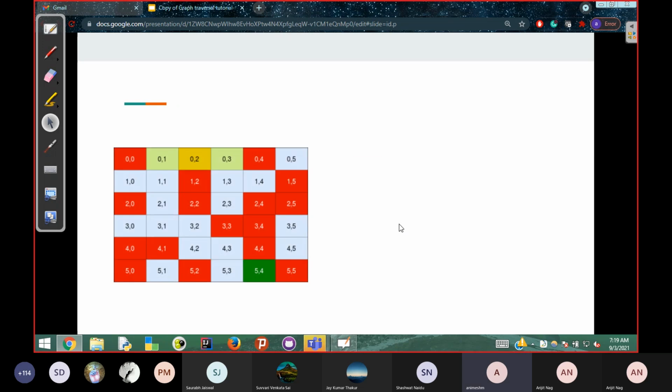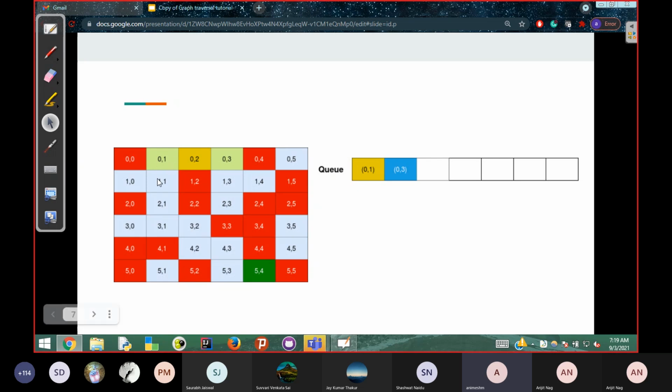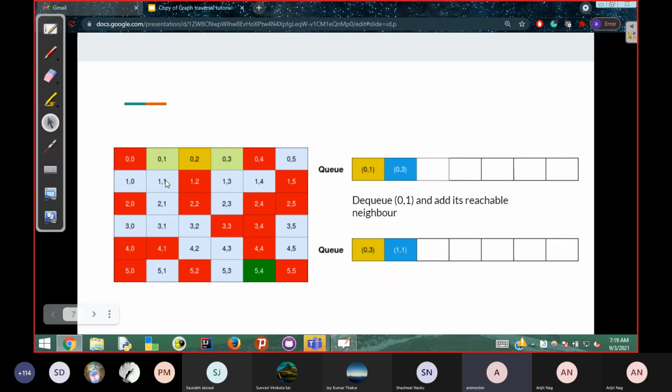So what will be the next step? We need to dequeue the front element, which is 0 1, and look at its neighbors. 0 1 has neighbors 0 0 and 1 1, but we are not going to 0 0 because it is an unstable node, and we are also not going to 0 2 because 0 2 is already visited. So just one option is left, which is 1 1. So we just enqueue 1 1.